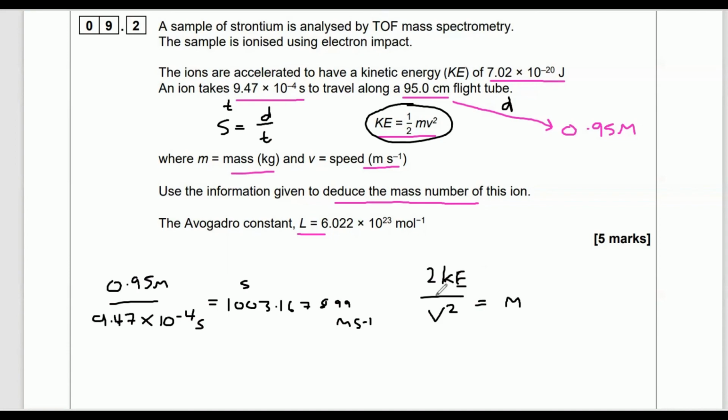So what do we need to do here? We need to do 2 times the kinetic energy, and we've been given that above. I've underlined it in pink. It's the first thing underlined in pink. 7.02 times 10 to the minus 20 joules. So we're going to go 2 times 7.02 times 10 to the minus 20 joules. And then we're going to divide that by the velocity squared. Velocity is the same as our speed here, so we're going to divide that by 0.03167899, which we're going to square.